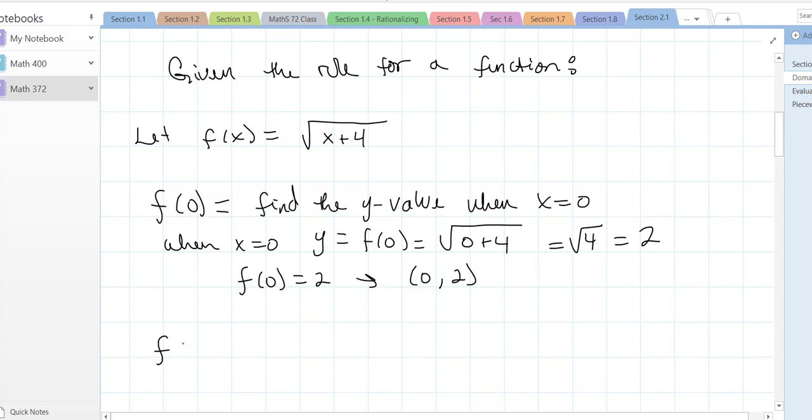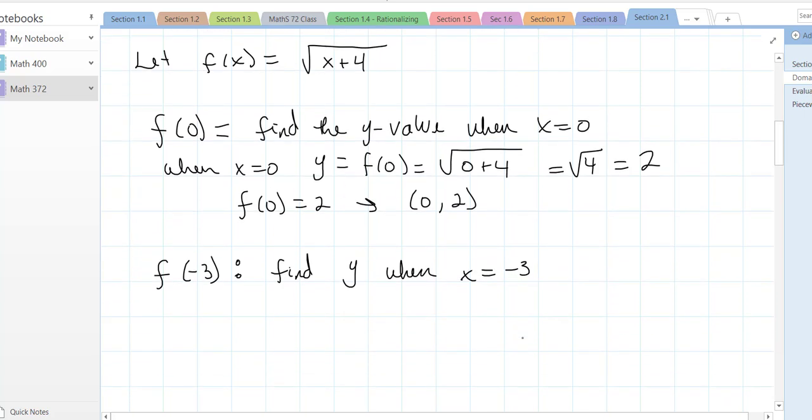So our coordinate point will be x is 0, y is 2. What if I want to find, say, f of negative 3? Can I do that? We said we can't take the square root of a negative number. So f of negative 3 is asking us to find y when x is negative 3. Let's plug it in. f of negative 3 will be the square root of negative 3 plus 4. But negative 3 plus 4 is a positive number. I get the square root of 1, and the square root of 1 is 1. So we're okay there. Saying we can't take the square root of a negative number doesn't mean that x can't be negative.